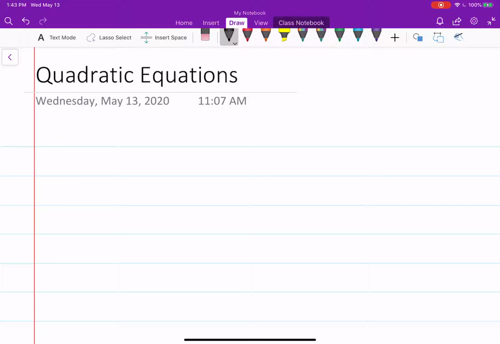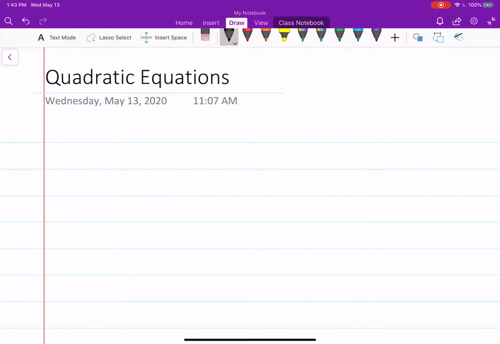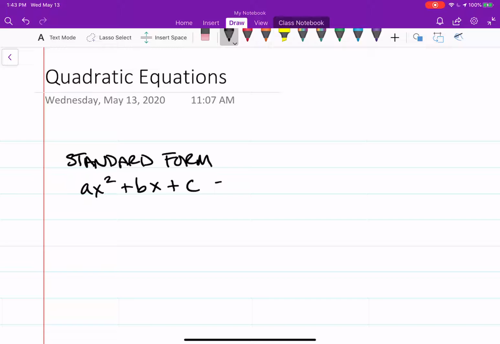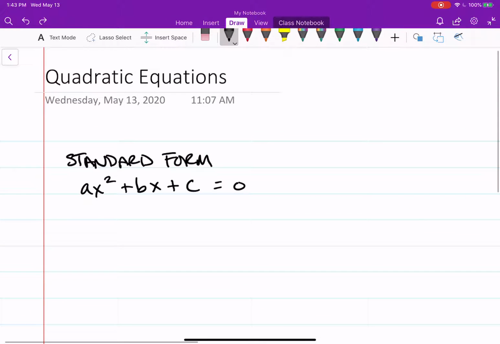Hey. Today we are talking about quadratic equations. All right, the standard form is ax squared plus bx plus c equals 0. Okay, so this part right here should look familiar to you. And you're like, what do you mean? Well, it should look familiar because that is where we were factoring trinomials. So this is standard form.